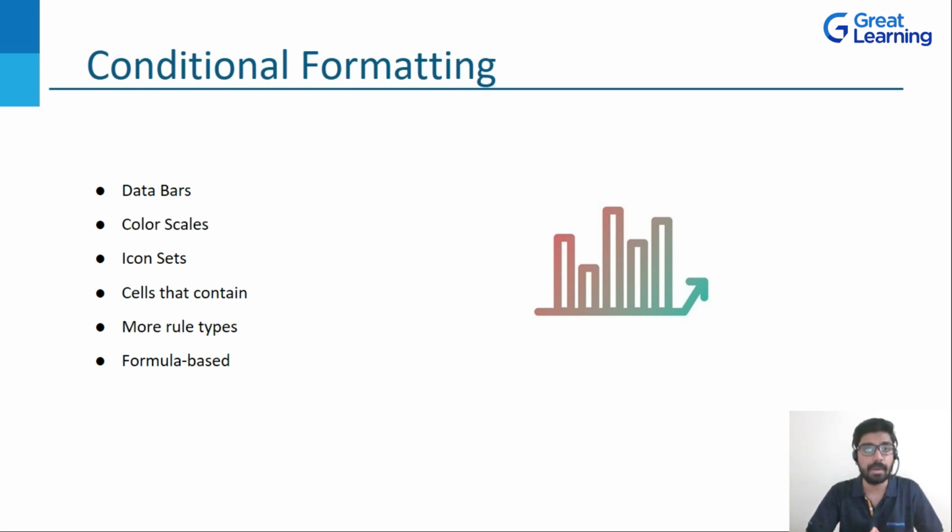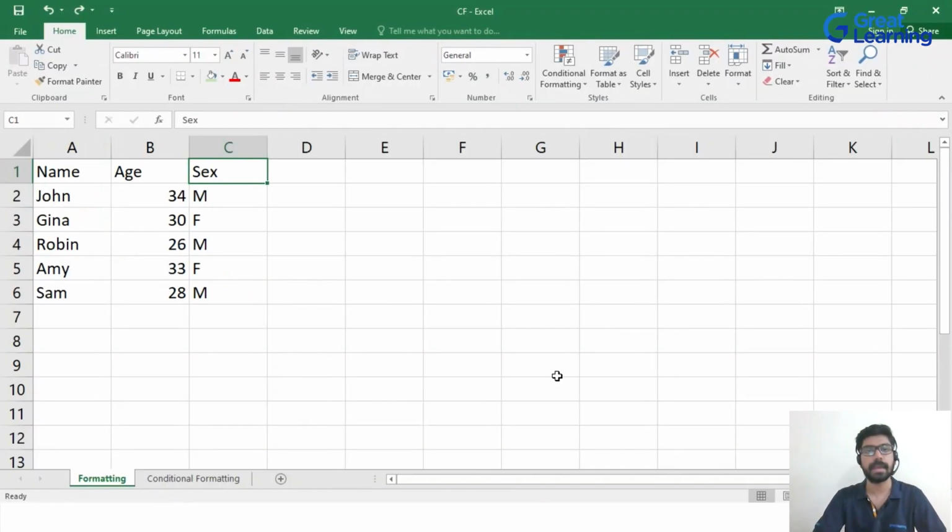Now that we have an idea of what conditional formatting is, let's move to the platform and try implementing these methods of conditional formatting on Microsoft Excel. So guys, now we are on the Excel platform, and here we'll be trying to implement formatting and conditional formatting to the datasets which we have. So let's start with formatting.